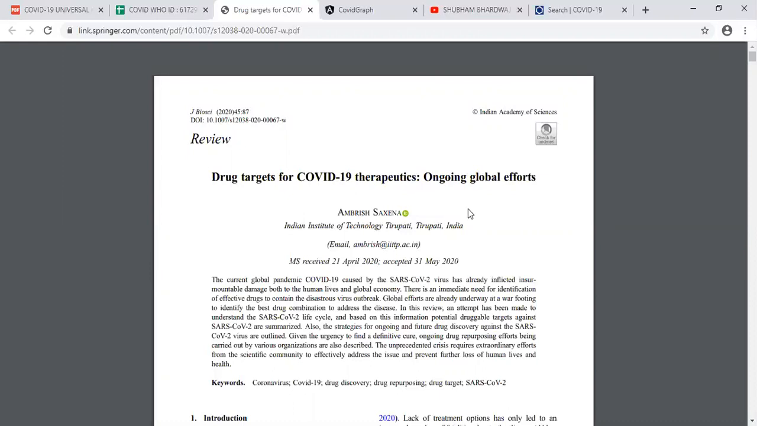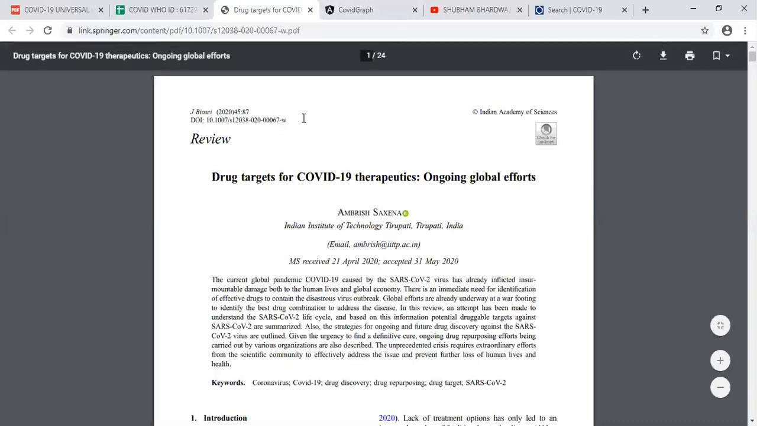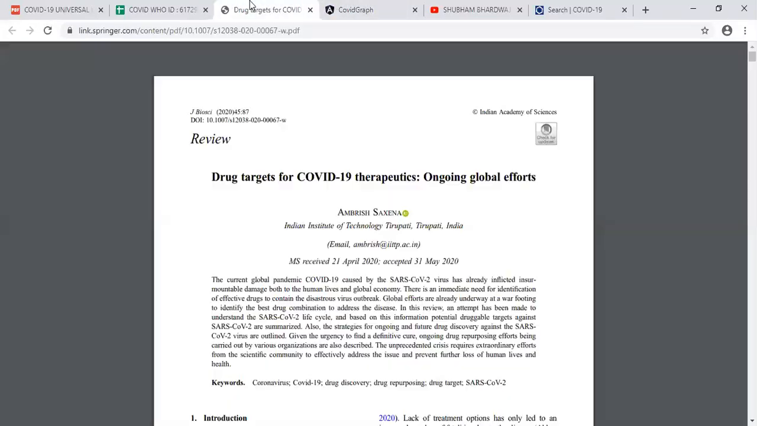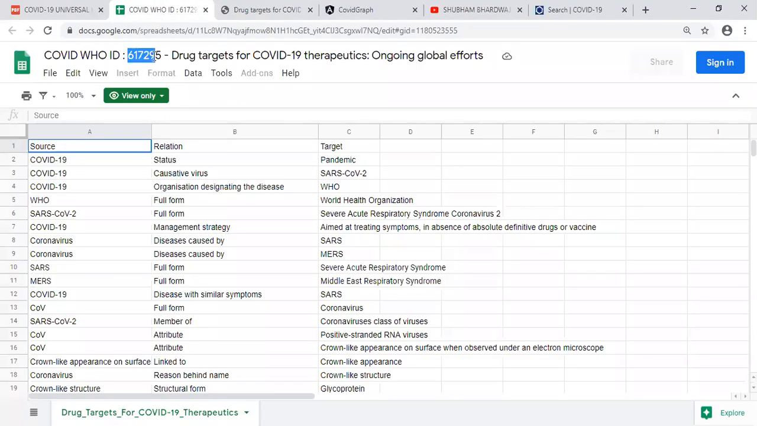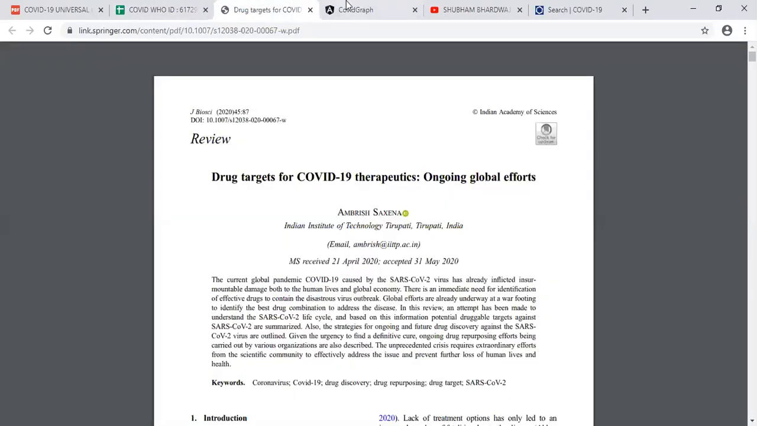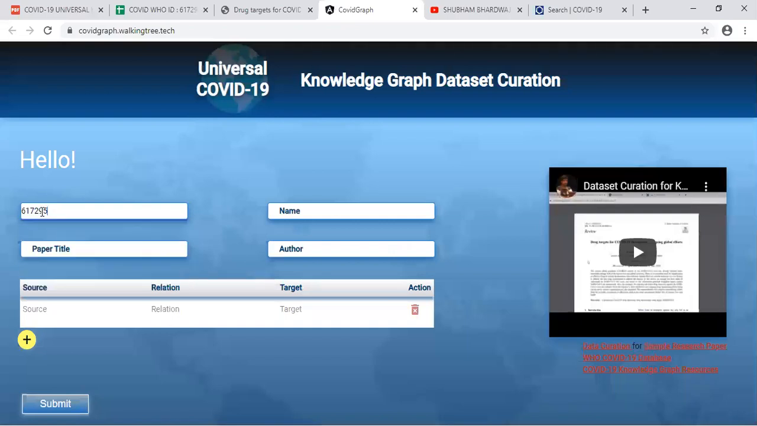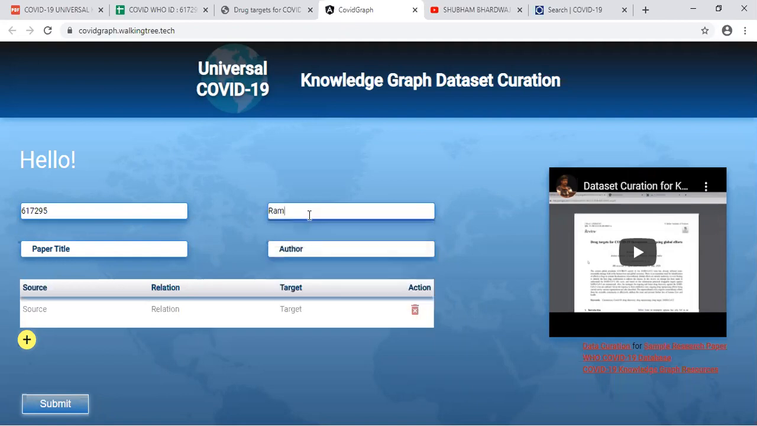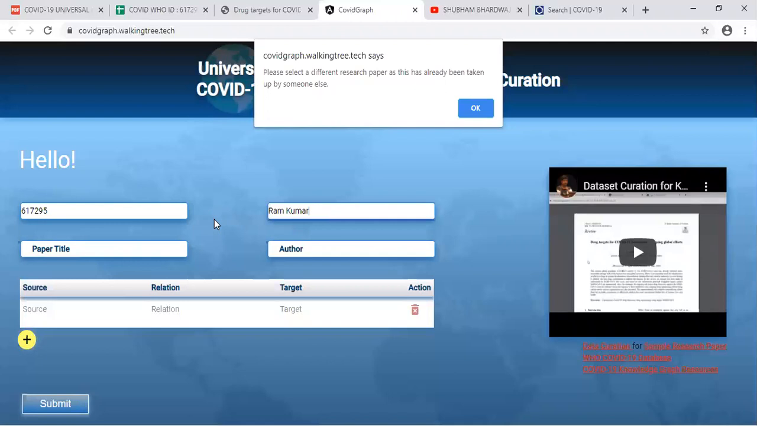I've already curated this research paper. So in case you were to choose a research paper which is already done, say, well, let me refresh it. You were to choose this research paper. The COVID WHO ID for this research paper is this, and you enter it. And suppose you were to add any other name except mine, say Ram Kumar, this would automatically ask you to select a different research paper, as this has already been taken up by somebody else. So you also need to be sure of that.